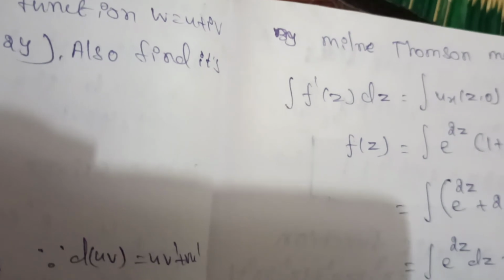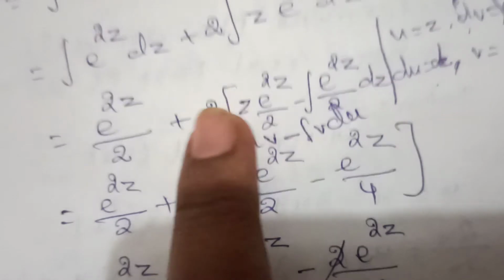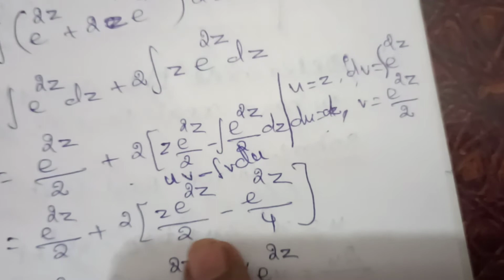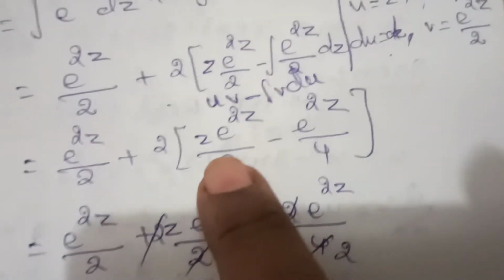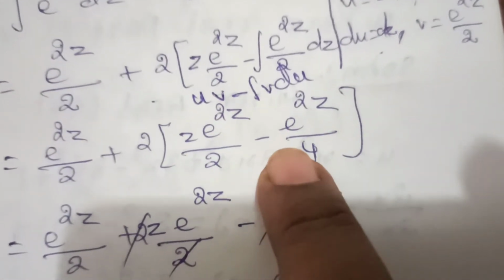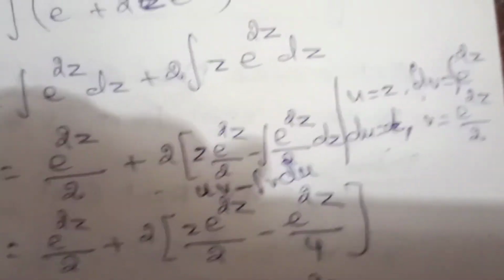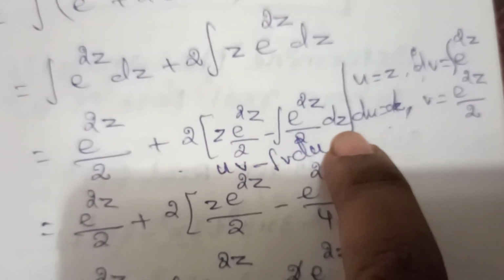Using the formula, uv minus the integration of v du. That is 2 into uv. What's the u value? z into the v value, e power of 2z divided by 2. Substitute here, this is the formula: z into e power of 2z divided by 2, minus the integration of v du. So minus the integration of v du, that is minus the integration of e power of 2z divided by 2 into dz.